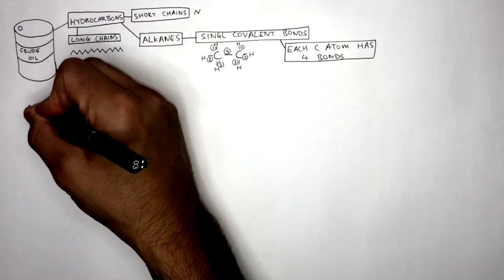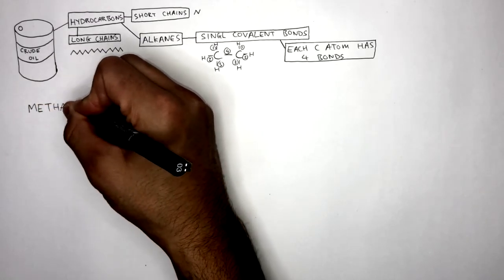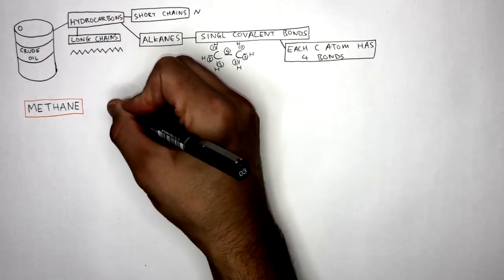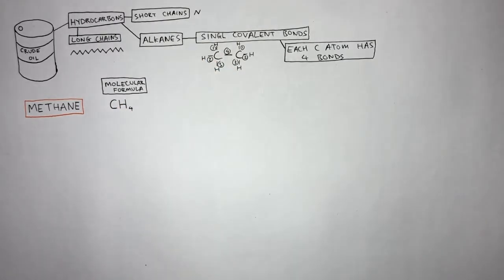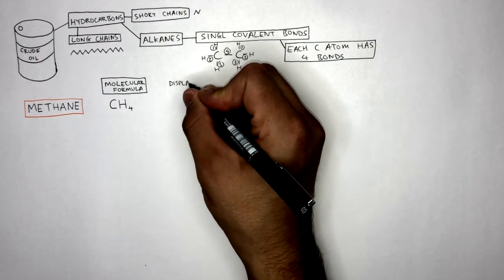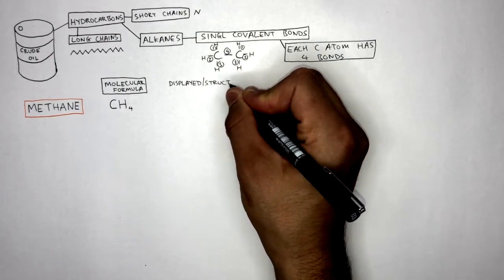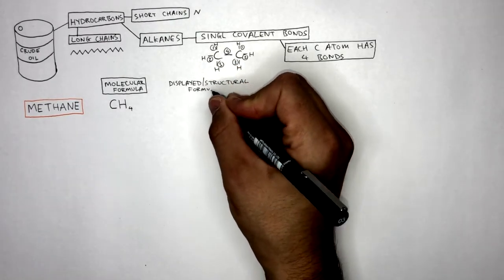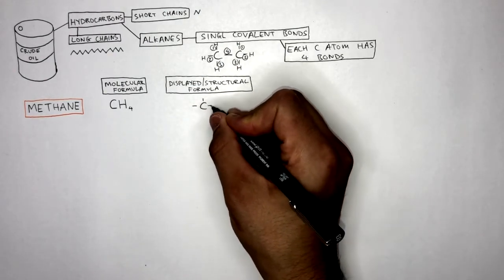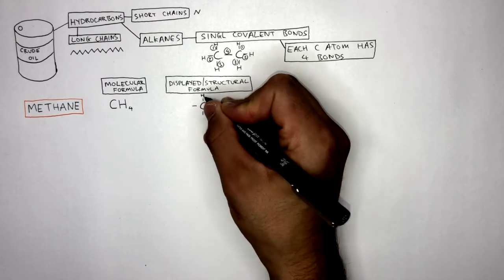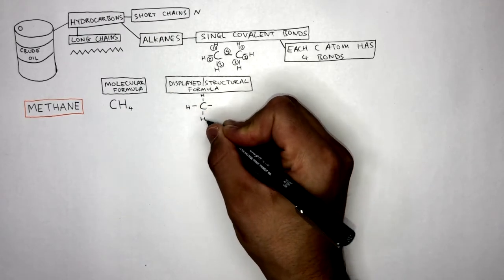The first alkane is methane. The molecular formula of methane is CH4. This means there is 1 carbon and 4 hydrogen atoms. For your exam, you must know the displayed structural formula of each alkane. Whenever drawing the displayed formula, it's important to note that the single solid line represents a single covalent bond.